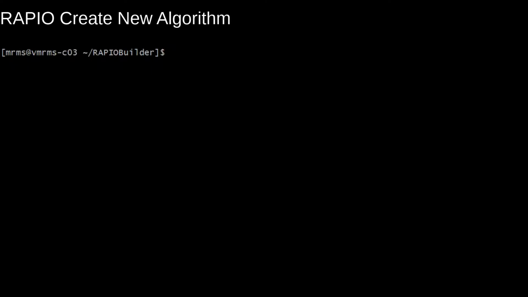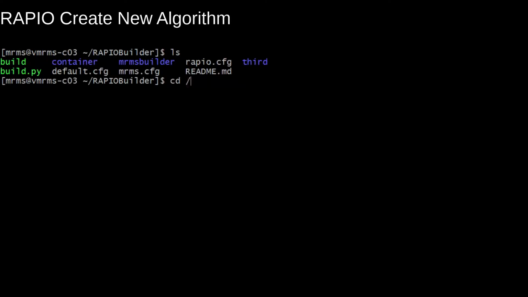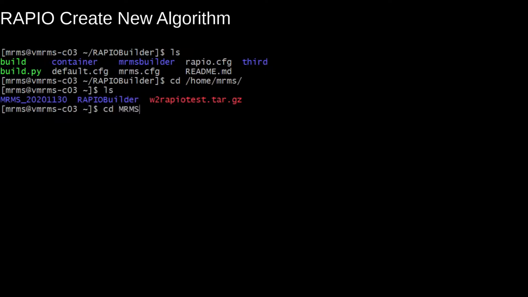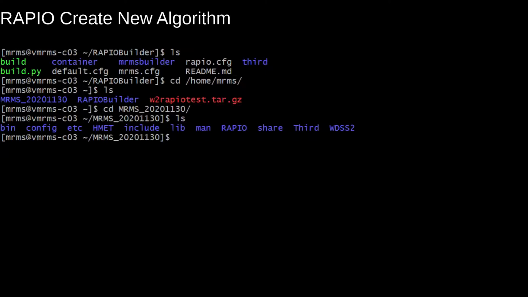Now there are two ways of building a RAPIO algorithm. So let me go to where that build was and see there's a folder that I picked when I first started the build. If you look inside the build folder, you get your bin, your config, etc., include, lib, all that. The only difference between this and a non-RAPIO build or a regular RAPIO build is that you have the HMET folder and the Woodsy folder.